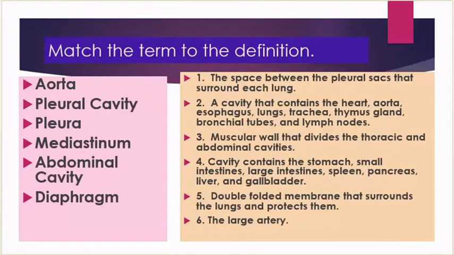Match the term to the definition. Number 1, the space between the pleural sacs that surround each lung. Number 2, a cavity that contains the heart, aorta, esophagus, lungs, trachea, thymus gland, bronchial tubes, and lymph nodes. Number 3, muscular wall that divides the thoracic and abdominal cavities.